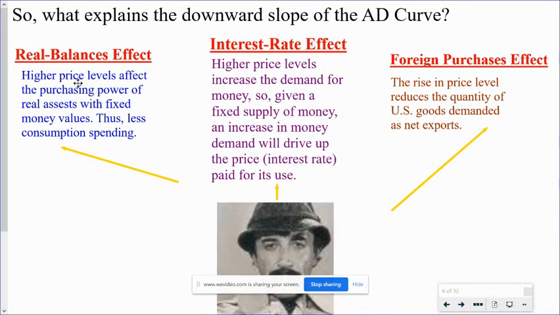One is known as the real balances effect, and that is this: higher price levels. Well, what actually happens as a result? What it means is at a higher price level, the purchasing power of assets that you and I hold that have fixed money values, well, they're now worth less at higher price levels. Meaning if I have a fixed asset value of $1,000 and something costs $2, well, if that something that costs $2 now costs, let's say, $50, clearly my fixed asset does not have the same purchasing power.